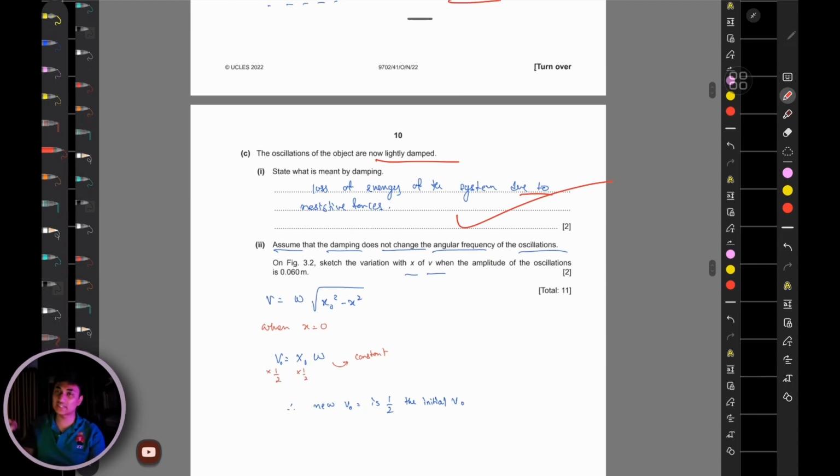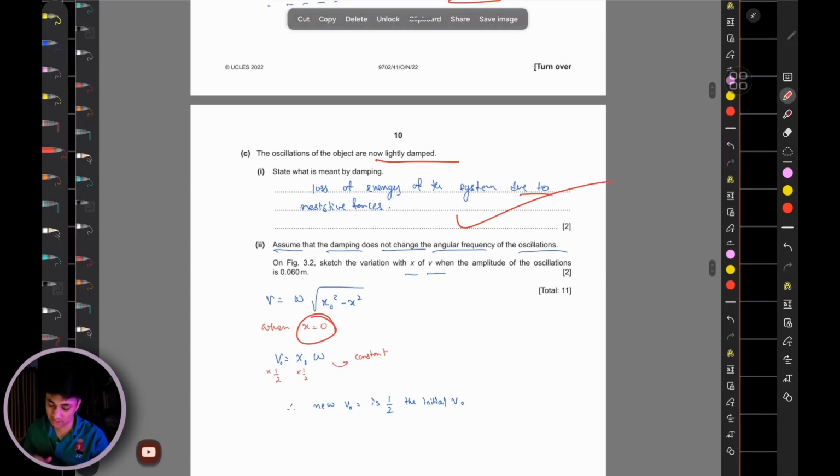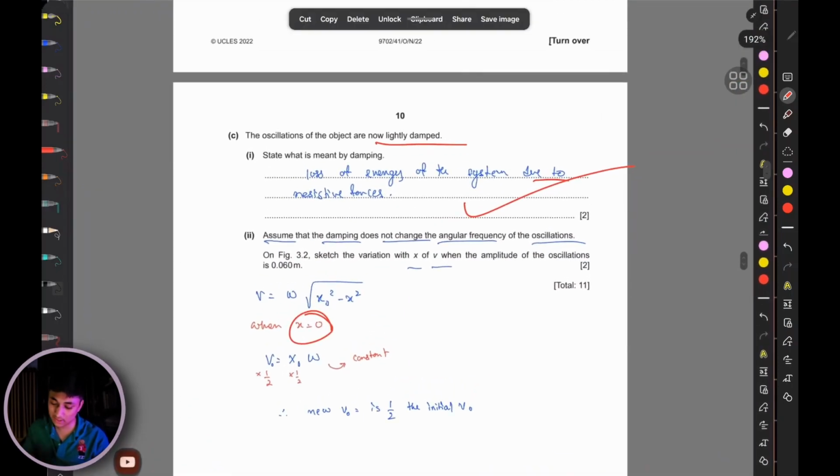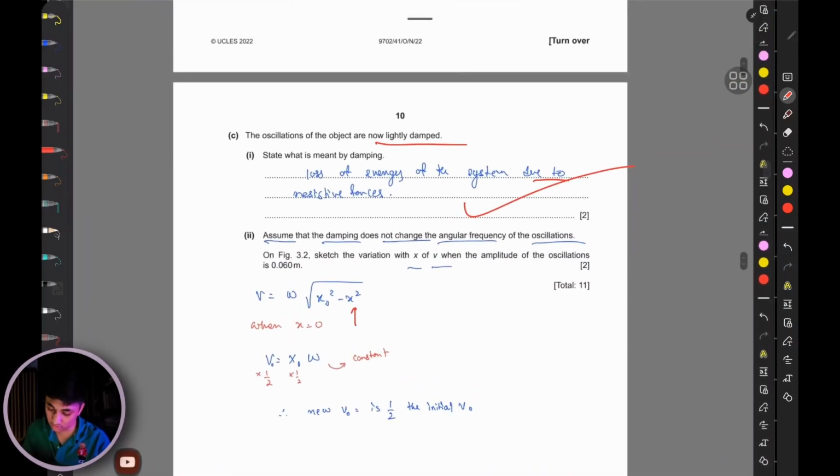So they're telling you the amplitude has decreased to a value of 0.06. Great. I know that my angular frequency has not changed. It is constant. So let's find out for when displacement is 0. Because I know when displacement is 0, my velocity is maximum. So I can plot that easily. So I can also substitute this x as 0. So it makes it easier for me.